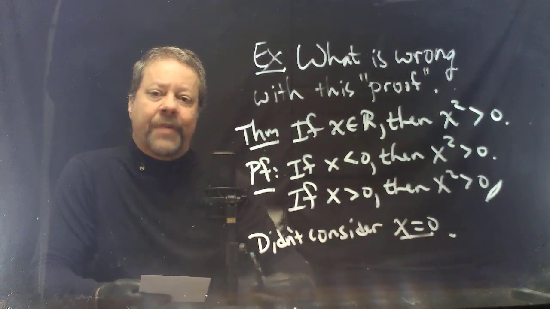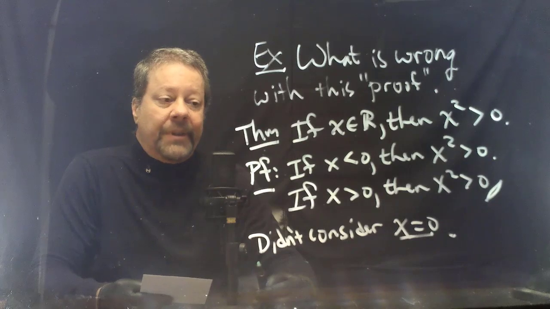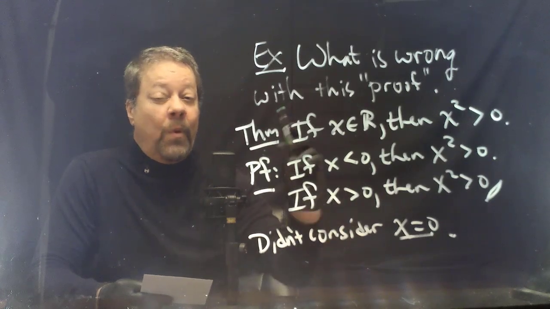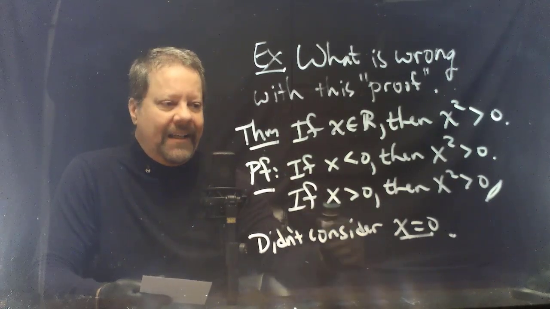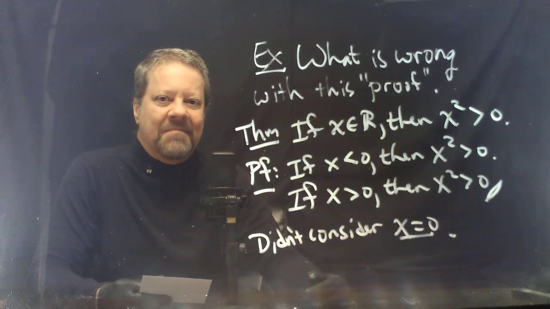Remember the principle of trichotomy for real numbers. Every real number is either positive, negative, or 0. And it ignored what happened in the third case.